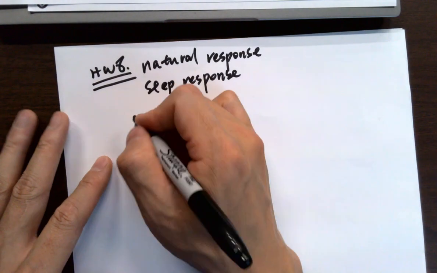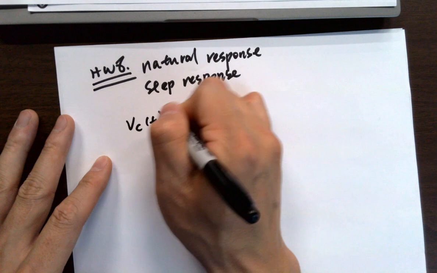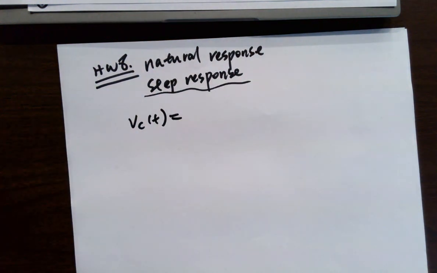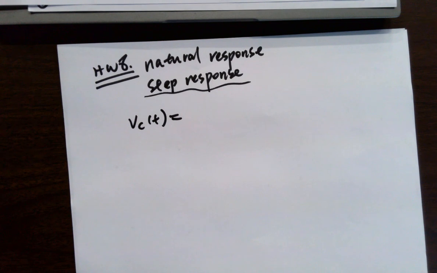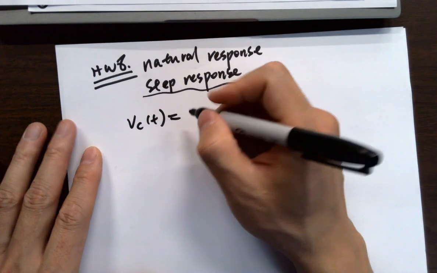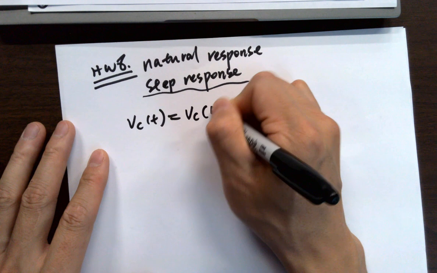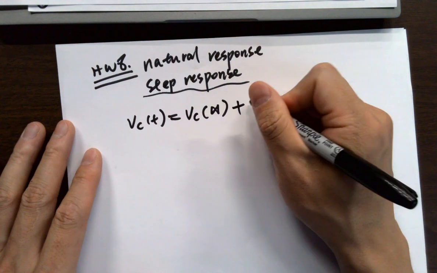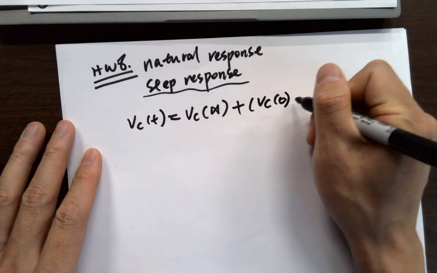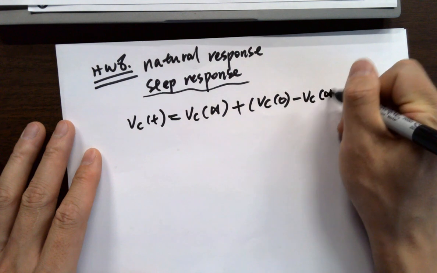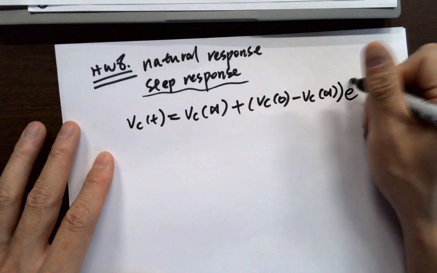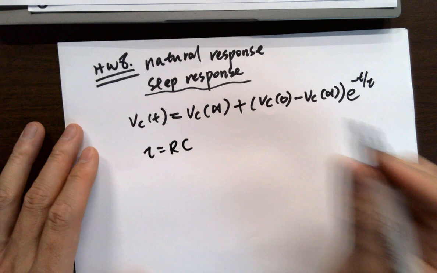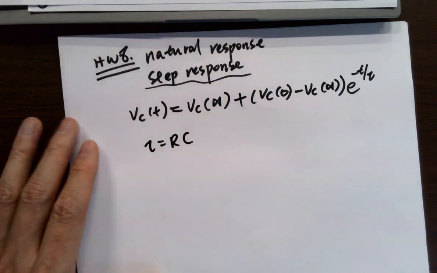For example, VC(t), for step response, VC(t), which is the capacitor voltage, equals VC(infinity) plus [VC(0) minus VC(infinity)] times e to the minus t over tau. So tau is the time constant for an RC circuit. It's just R times C, right?